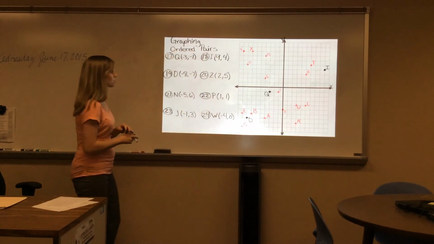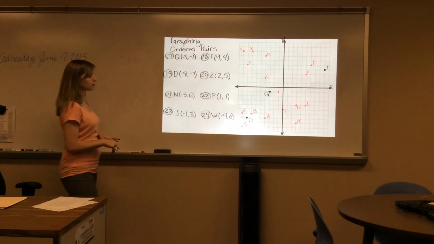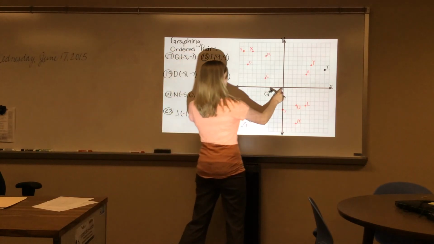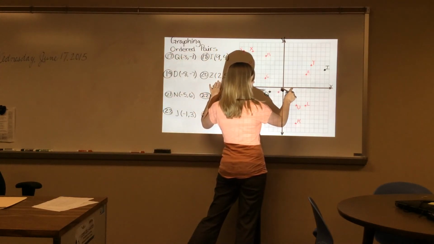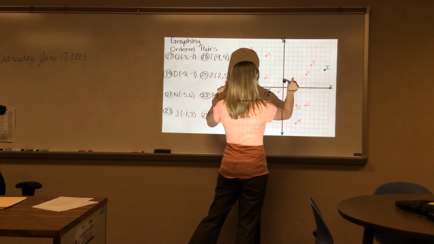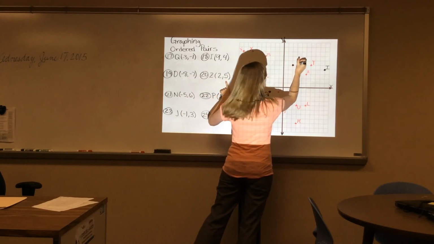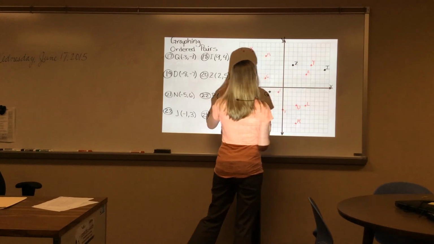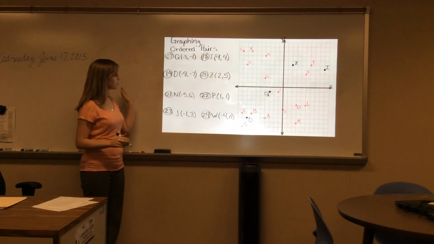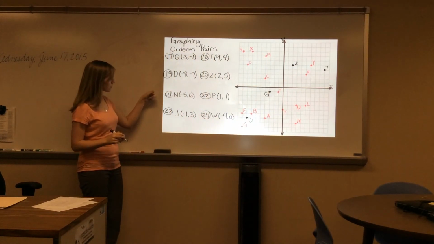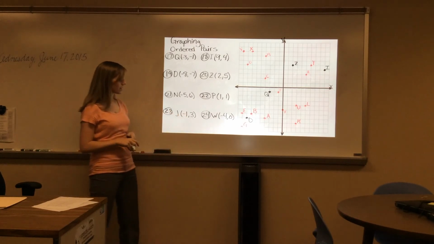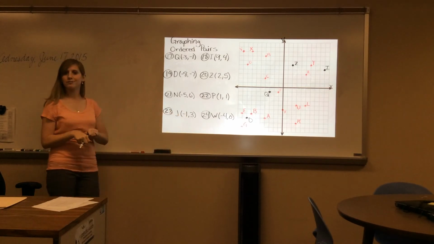And lastly, number 20, we have point Z, which is at 2, 5. Starting at the origin, a +2 means to the right 2. A +5 means up 2, 3, 4, 5 places. We put our point, and that's point Z. At this time, go ahead and pause the video, work out numbers 21 through 24, and then turn the video back on and check your answers.